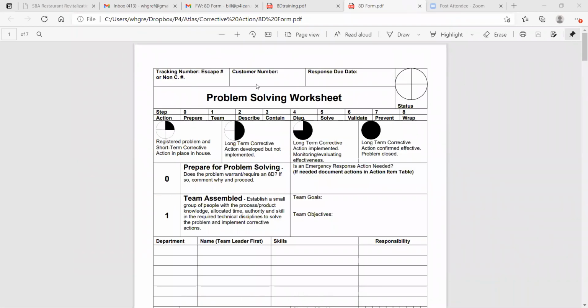The top of it is the tracking number, the escape number, or the non-conformance, probably take it right up to NAD key, a customer number, and the response due date. And as you can see on the top, they use kind of a full moon here as a status of where this is at. A quarter moon means that the registered problem and the short-term corrective action is in place. Half moon is long-term corrective action is developed but not implemented.